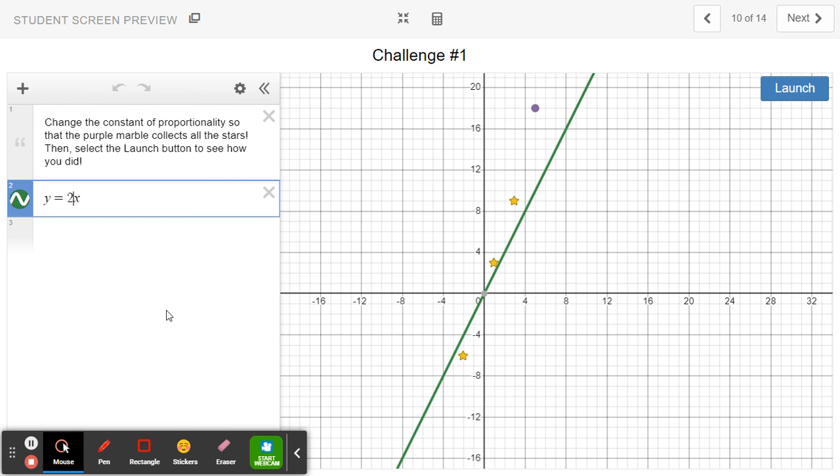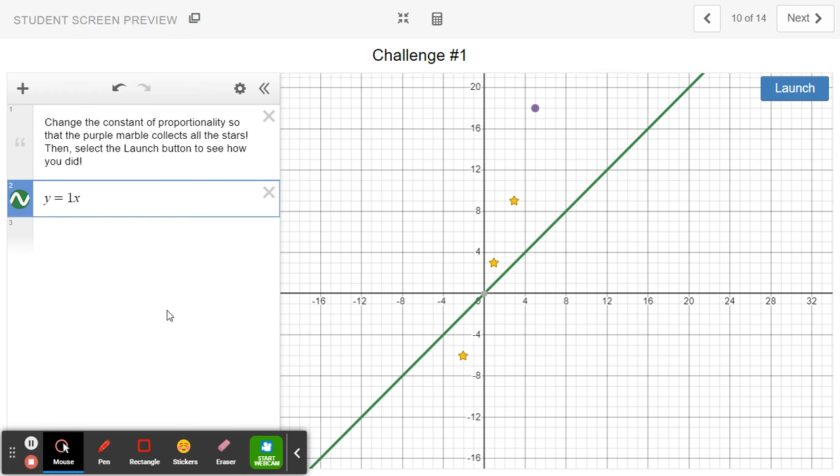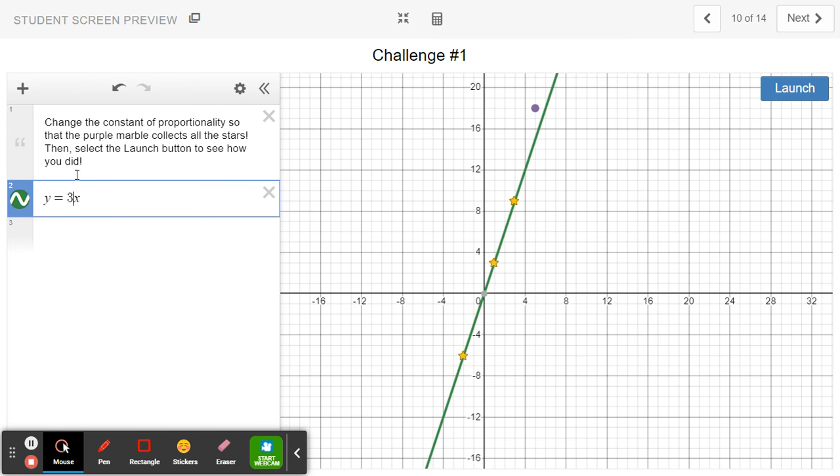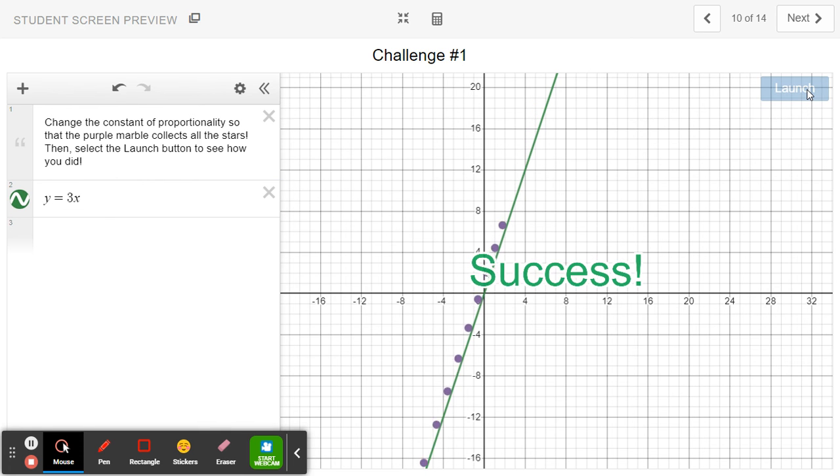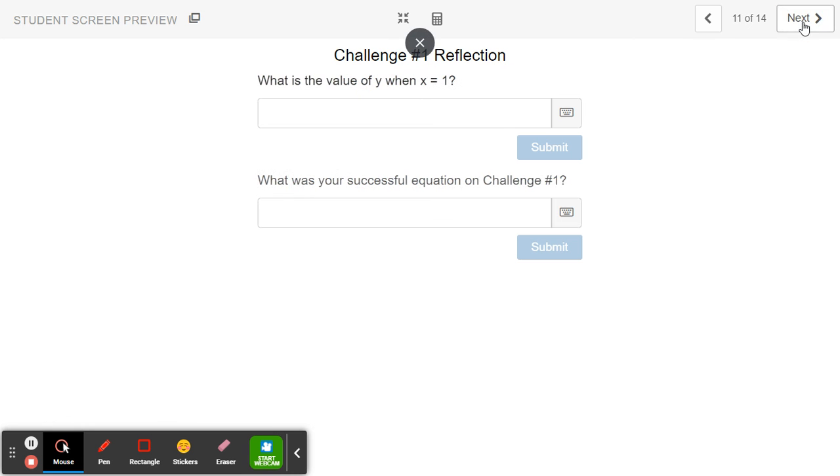So let's try 1 and see what happens. When I hit 1, that actually made my line go less steep. So we had 2, now let's try 3. All right, and we had success. Good stuff. Let's see what it says.